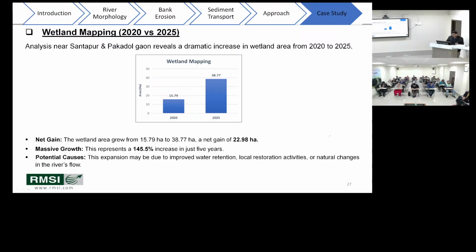Coming to the wetland mapping, analysis near Satnapur and Pakhodola Gaon revealed a dramatic increase in the wetland area from 2020 to 2025. It is gaining a net area of around 22.98 hectares. This represents an increase of around 145.5% in just 5 years.